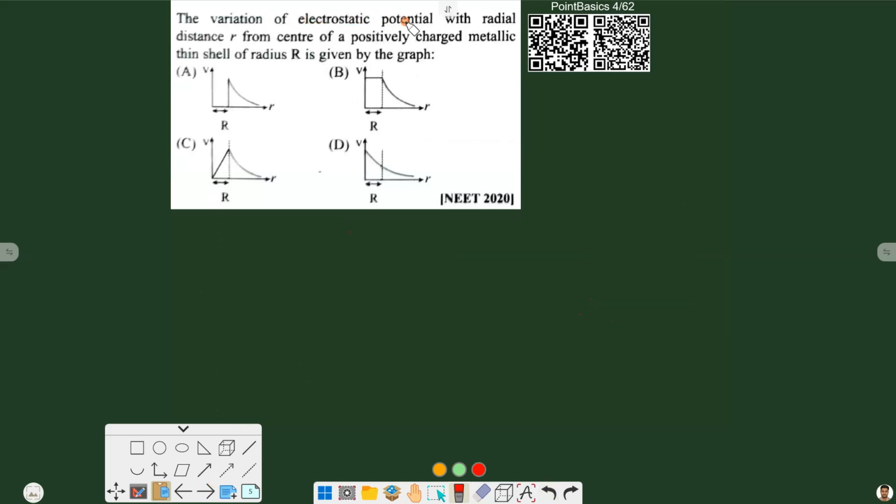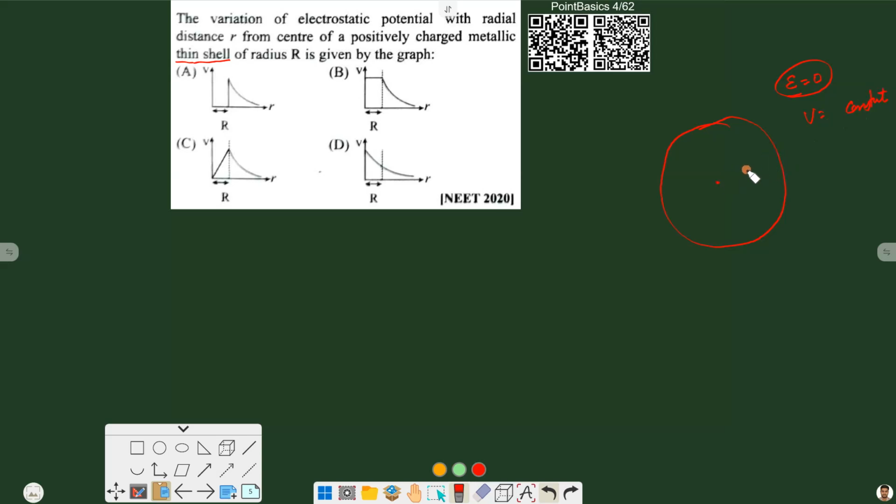Variation of electrostatic potential with radial distance from the center of a positively charged metallic thin shell. So here it is mentioned that it is a thin shell. Now we know that in case of a thin shell, inside it the electric field is zero and potential is constant, and it is equal to the value of potential at the surface.